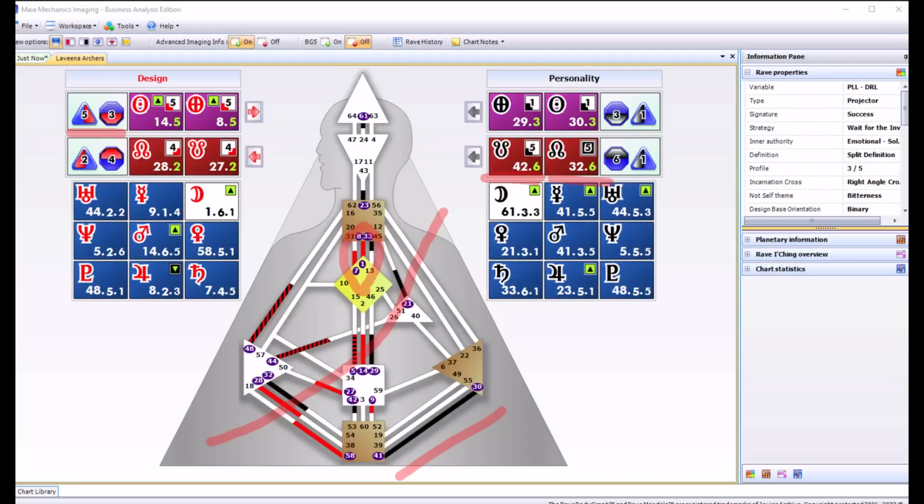I don't see any more questions. Oh, I see one more question, and then I'll let you go. What does observer versus observed mean?